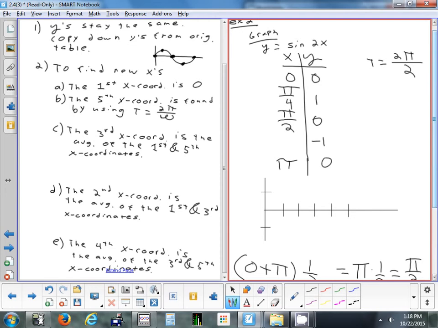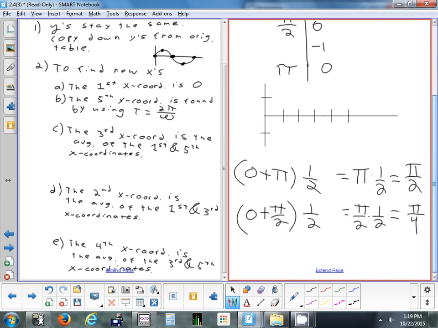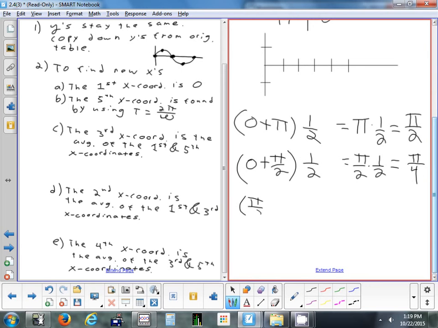Now we got to do the fourth one. Sarah, how do I do the fourth one? You take the middle and the last. Yep, we're going to average which two? The third one and the fifth one. This is the trickiest one to do arithmetic-wise. So take pi over 2, that's the third one. Pi is the fifth one. Add them up and take half of it.